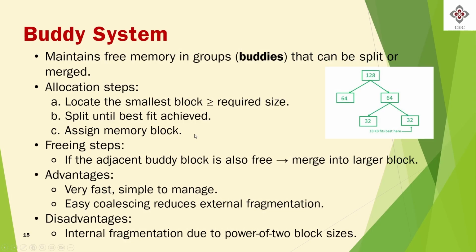So, what is the buddy system? As we said, the buddy system maintains free memory in groups called buddies that can be merged. The allocation steps are: locate the smallest block which is greater than the required size, and split until the best fit is achieved. Suppose I need 10 KB and I have 40 KB. Then I have to divide this 40 into 2 halves, 20 and 20. I need only 10, so a 20 can again be divided into 10 and 10. Likewise, we can divide the buddies into smaller buddies as per the need. We can assign the memory block after the proper buddy is created. In this example we have 32, but the requirement is 18, so they have considered 18.